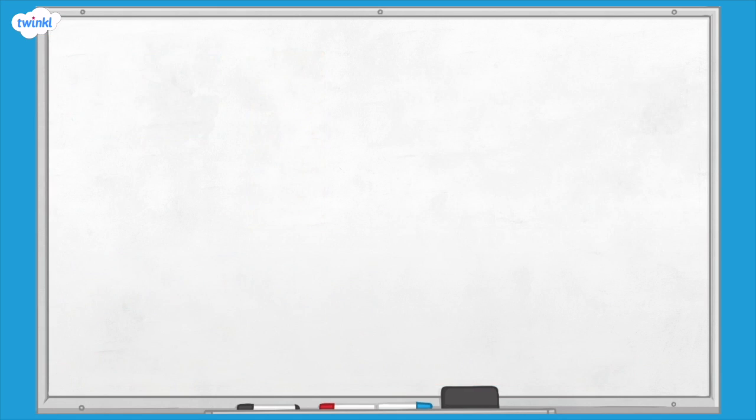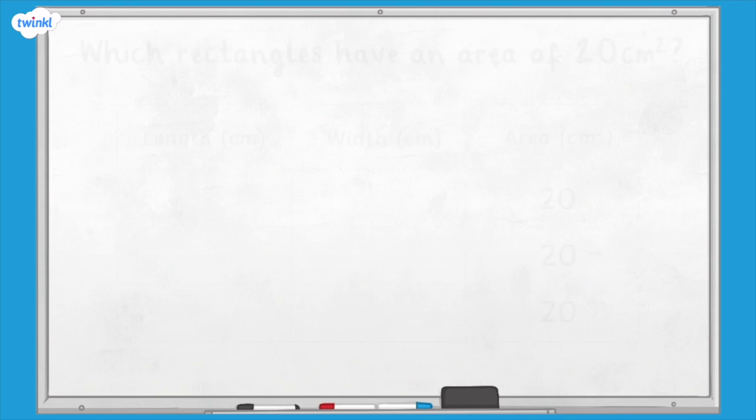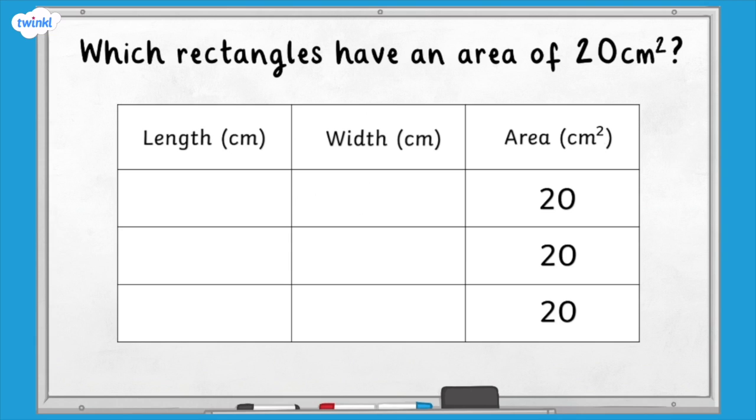If you need more help with factors, there is a What Are Factors video on the Twinkl website which goes through this in more detail. We can use this relationship to find other sets of rectangles with the same area. For example, to find which size rectangles have an area of 20 centimetres squared, we can list the factor pairs of 20 like this. This shows us all of the rectangles that have a length and width which are both whole numbers with an area of 20 centimetres squared.